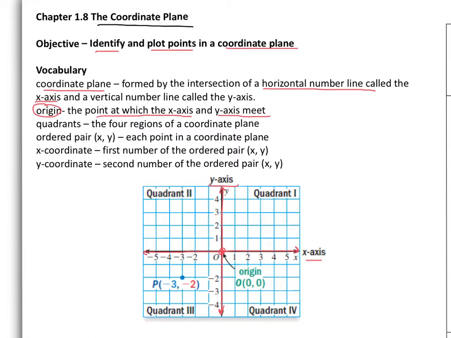So the x-axis and the y-axis cut the coordinate plane into 4 regions, which we call quadrants. So quadrant 1 will be located to the top right hand corner, followed by quadrant 2 to the top left hand corner. So we're moving counterclockwise. And then quadrant 3 in the bottom left hand corner, and lastly quadrant 4 in the bottom right hand corner.